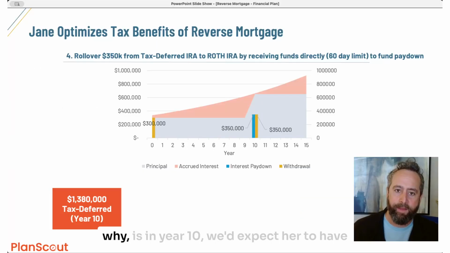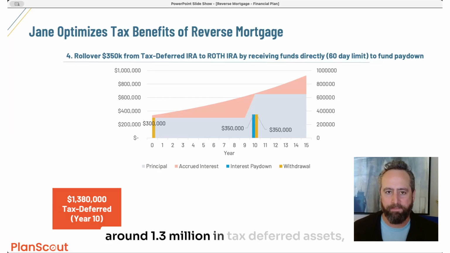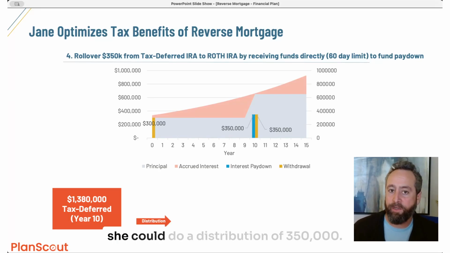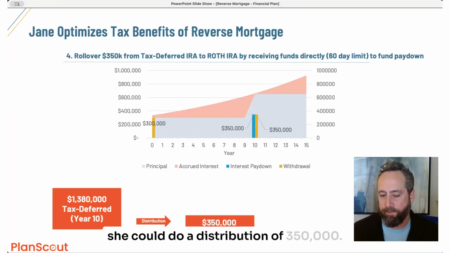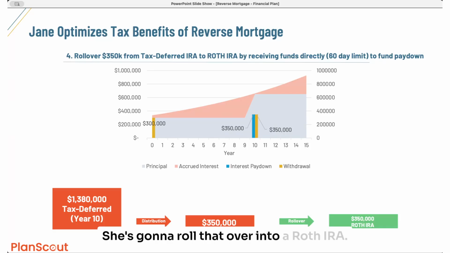And here's why. In year 10, we'd expect her to have around 1.3 million in tax deferred assets. Again, that's grown after about 10 years. And she could do a distribution for 350,000. Now, she would do this because she's going to roll it over. She's going to roll that over into a Roth IRA.